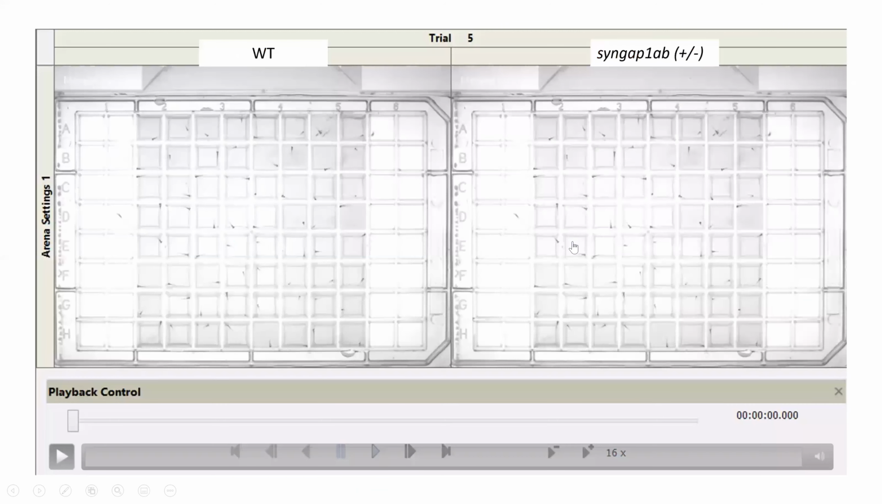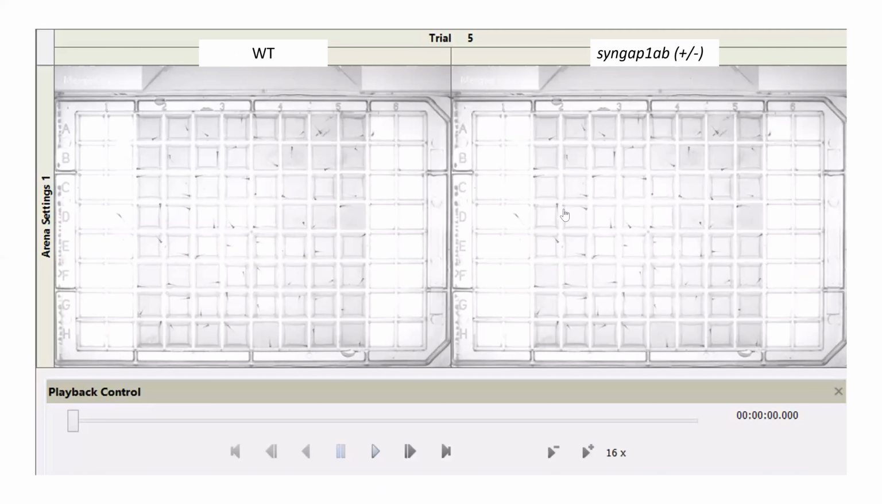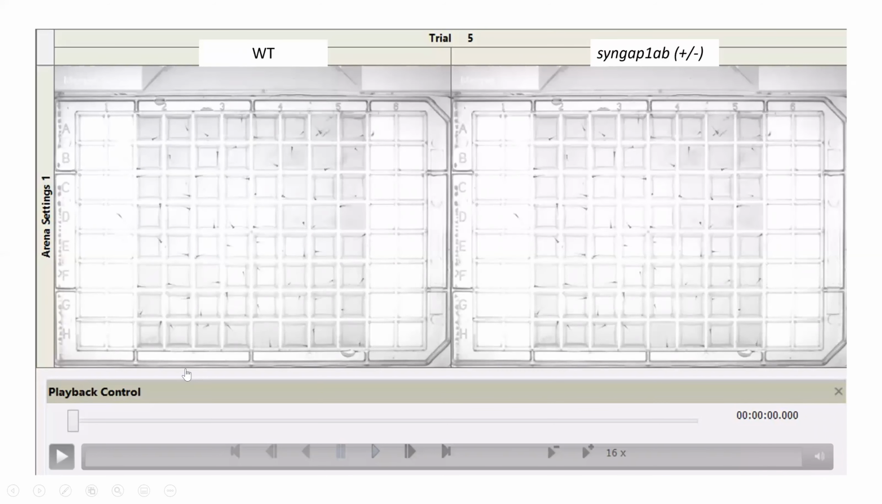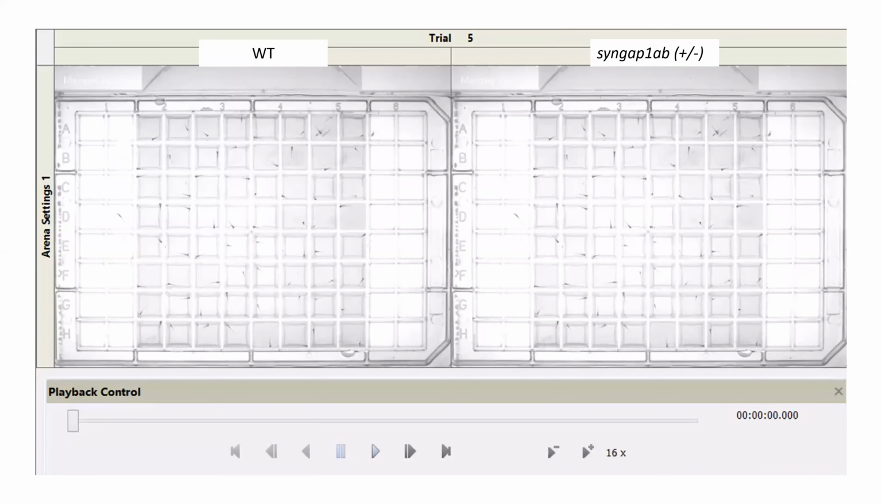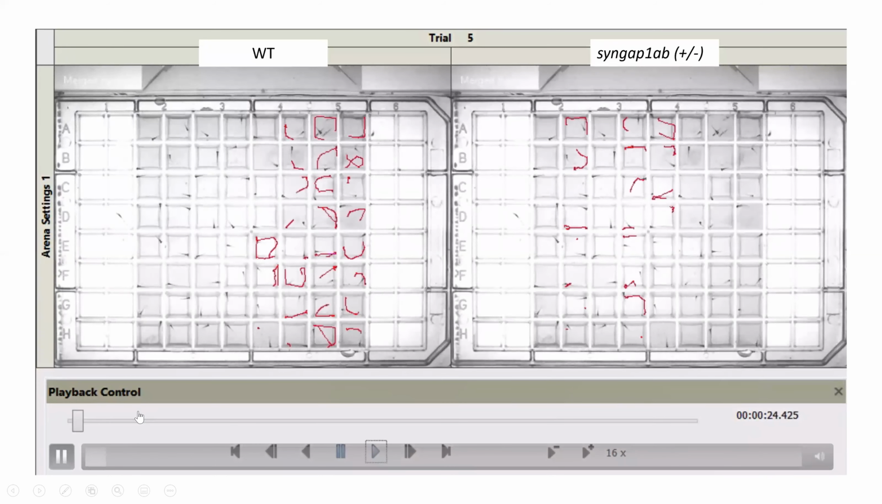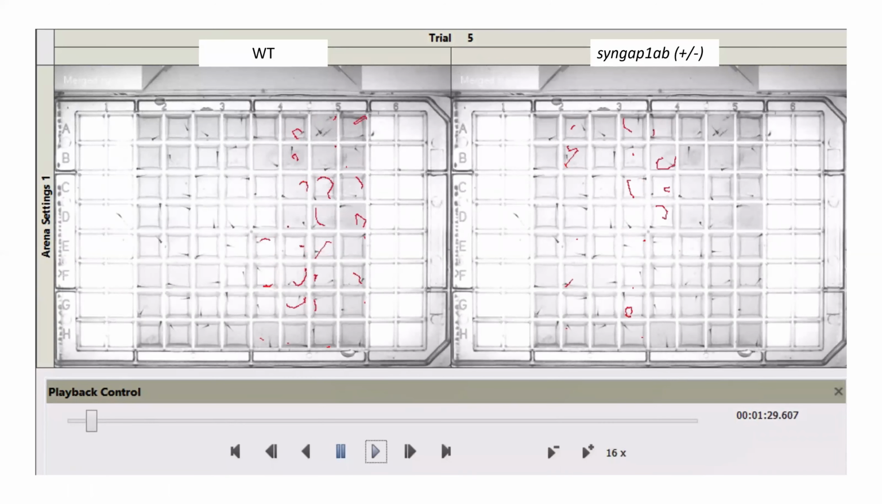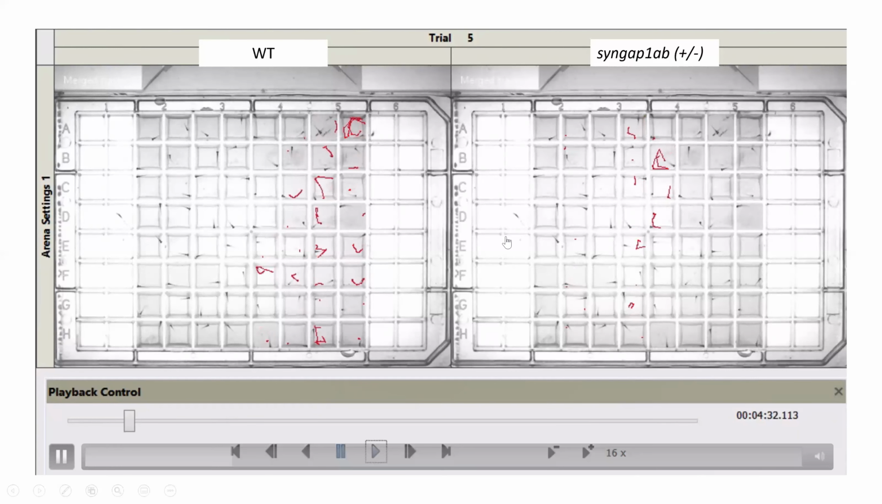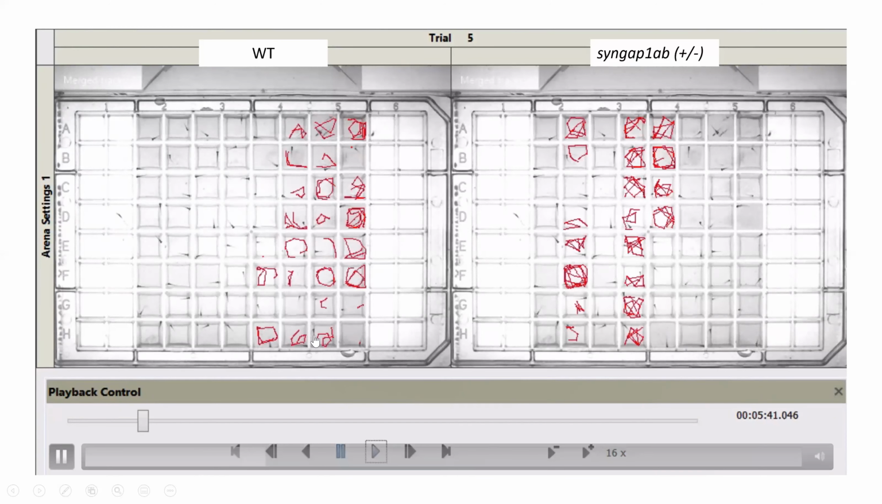So this is what the output would look like. On your left-hand side, you will see wild-type larval activity, and on your right-hand side, you will see heterozygous SYNGAP1AB larval activity. This is a sped-up video at 16x. You will also be able to see two distinct phases, where there is less activity and then increased activity. Sorry about that, it freezes for a bit. See, this is low activity levels and this is high activity levels.